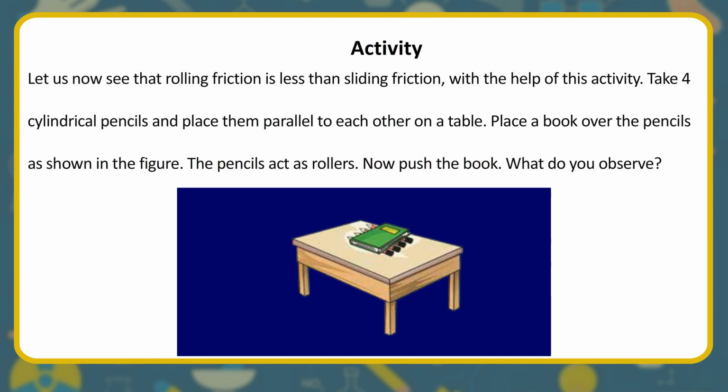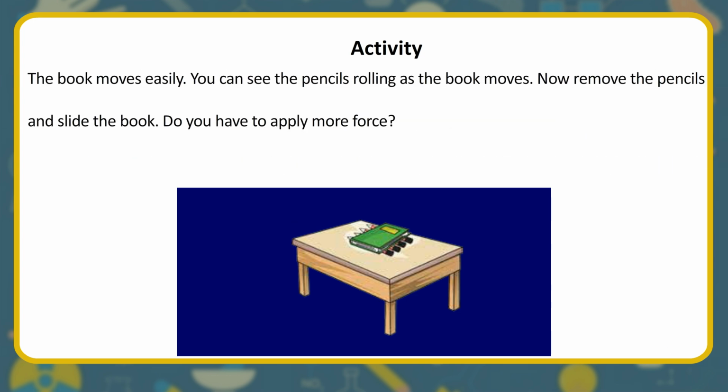Activity. Let us now see that rolling friction is less than sliding friction. With the help of this activity, take 4 cylindrical pencils and place them parallel to each other on a table. Place a book over the pencils as shown in the figure. The pencils act as rollers. Now push the book. What do you observe? The book moves easily. You can see the pencils rolling as the book moves.